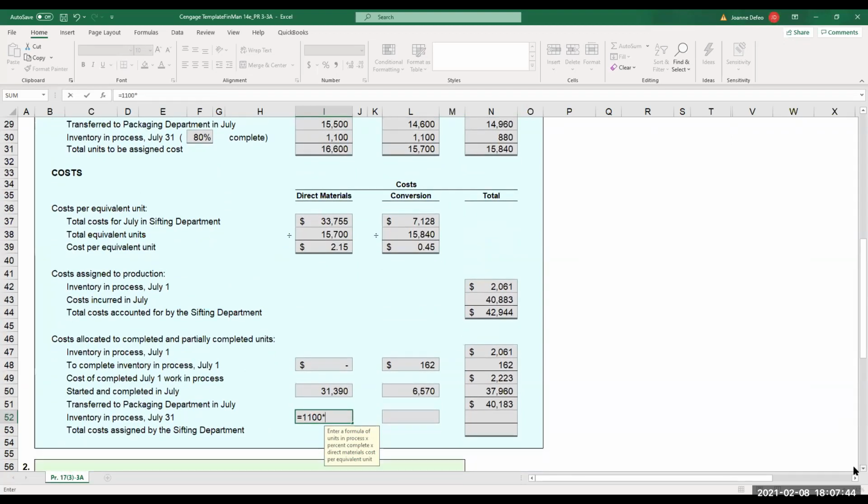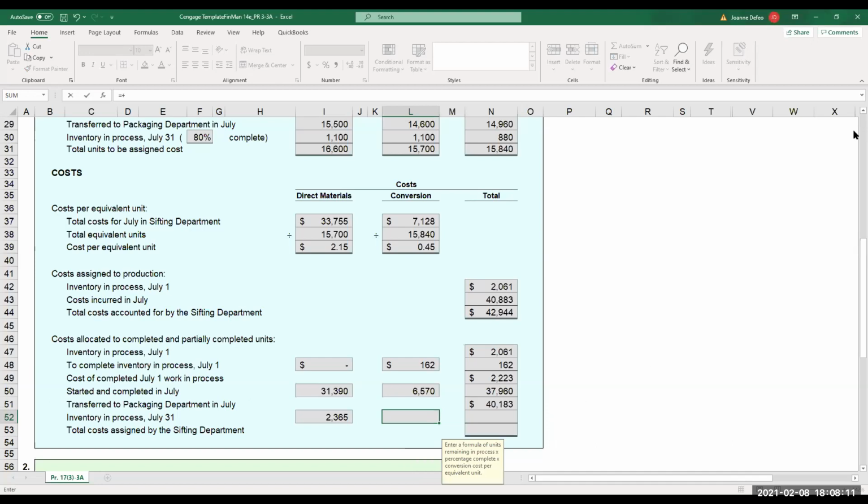215. This is direct materials. 215. Yeah, let's try it. Listen, we tried. If it doesn't work, then we'll do the 45. Good job. And here, we're going to take the process, let's see. I think it's probably 880.